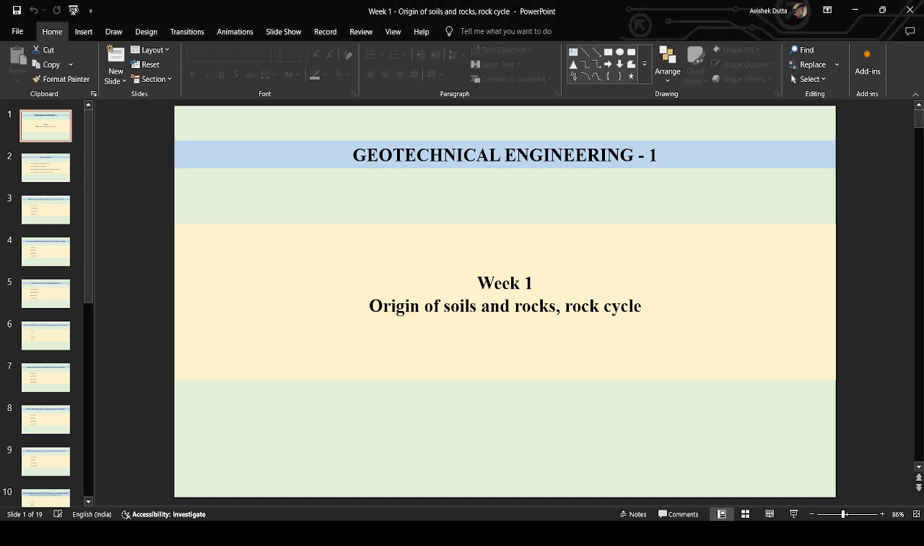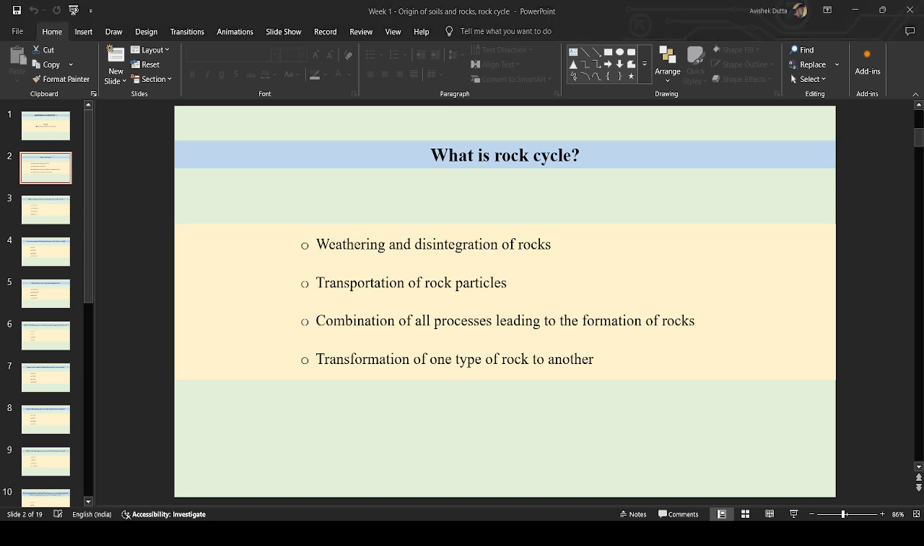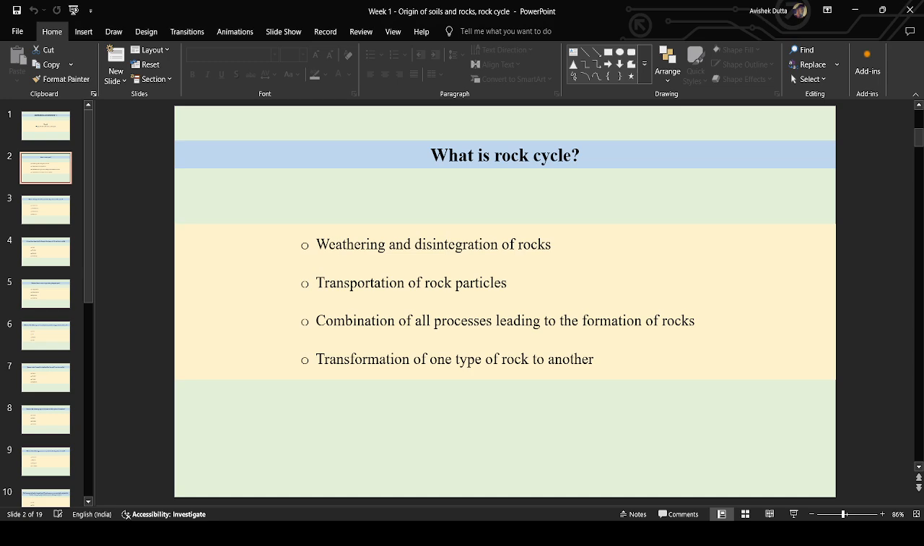So the first question is, what is rock cycle? I repeat, what is rock cycle? Your options are: weathering and disintegration of rocks; transportation of rock particles; combination of all processes leading to the formation of rocks; transformation of one type of rock to another.